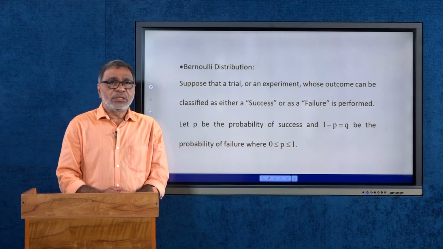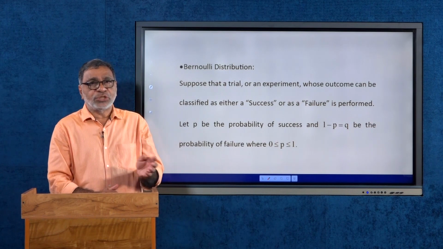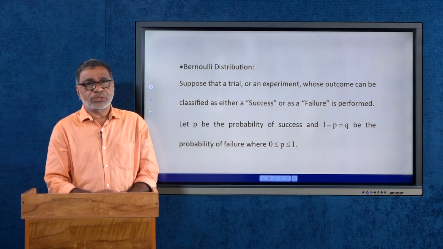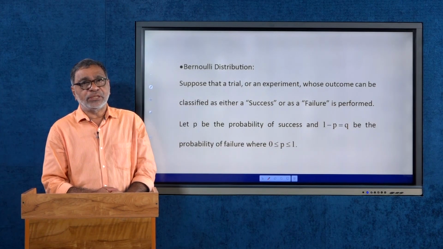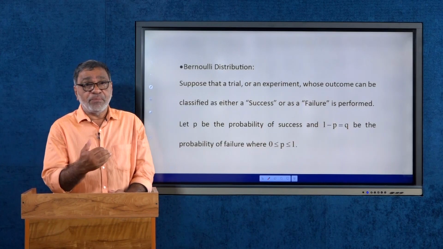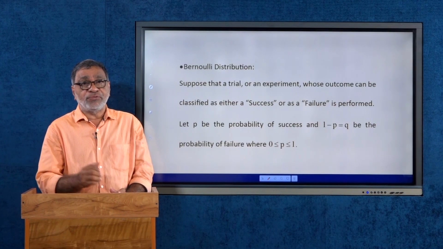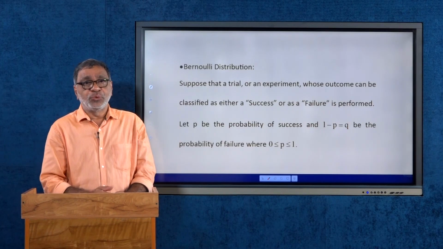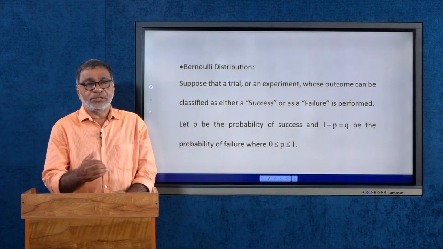For example, suppose we are tossing a coin, then the outcomes are head or tail. So, it may be termed as success or failure with the probability of success 1 by 2 for getting head, and again 1 by 2 probability of getting tail. So, this is an example for a Bernoulli trial. Another example, suppose we are selecting items from a box containing defective and non-defective items. So, the outcome may be defective with the probability q and may be non-defective with the probability p. So, that is a Bernoulli trial.